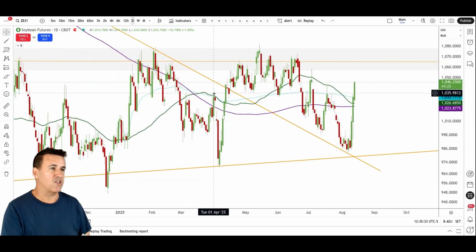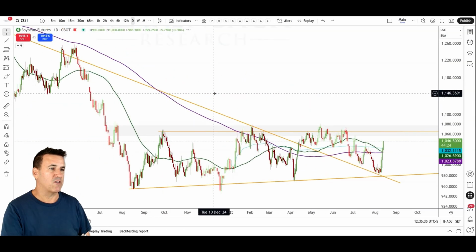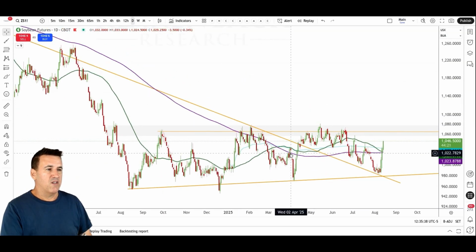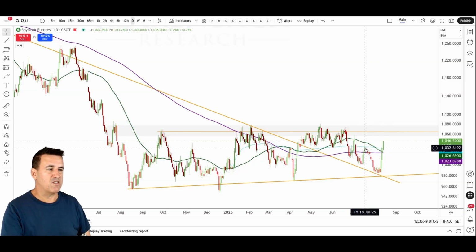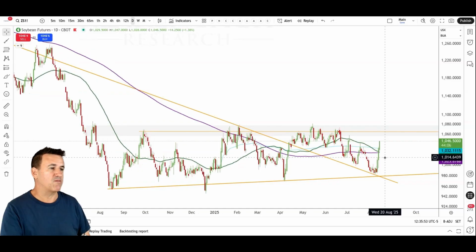Let's look at the daily chart. The daily chart's got some more wiggles and squiggles on it. We're actually above this light blue VWAP from the year to date, and that's the average price paid per soybean contract since the start of the year. We're back above it. It was acting as resistance here back in July and again here last week. But now we've broken above it.